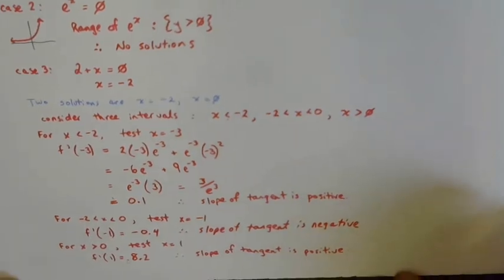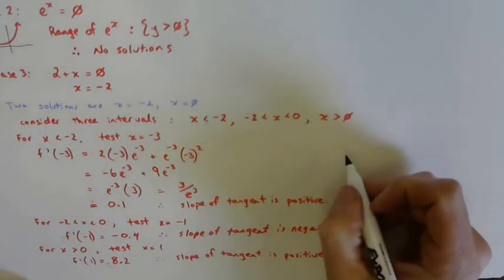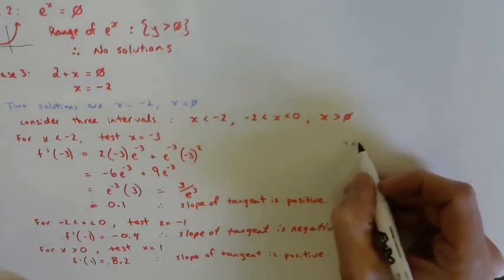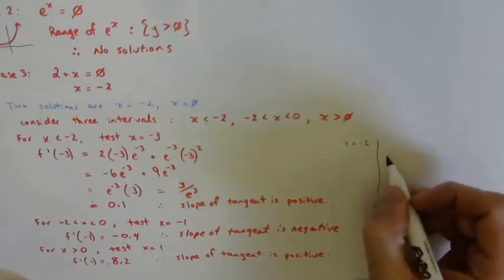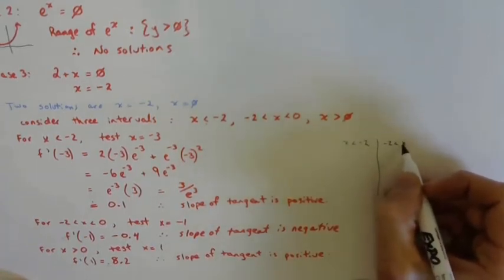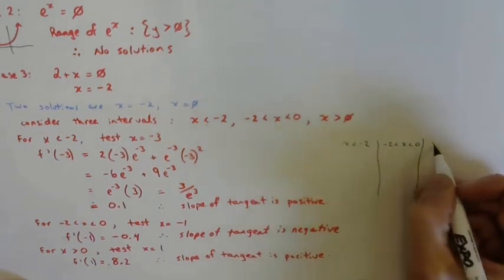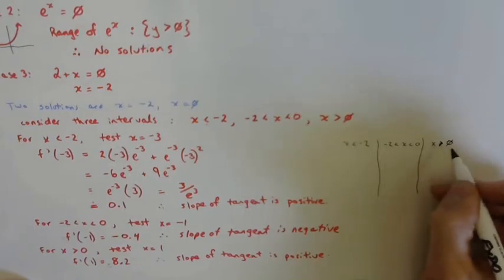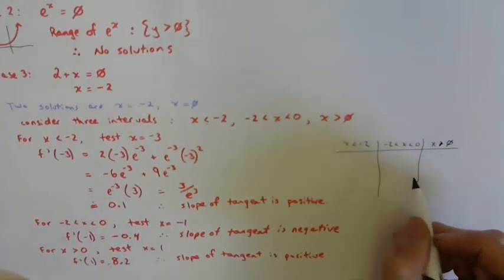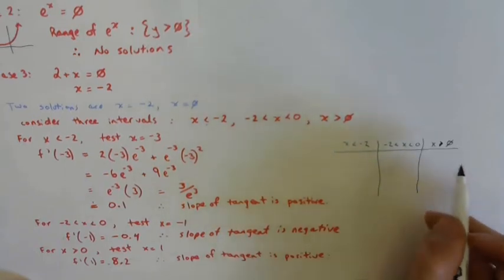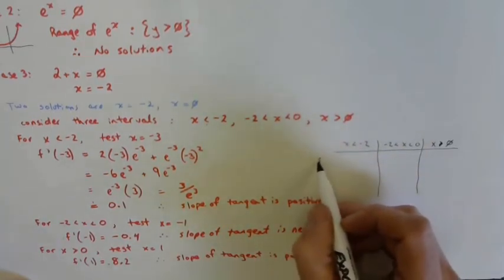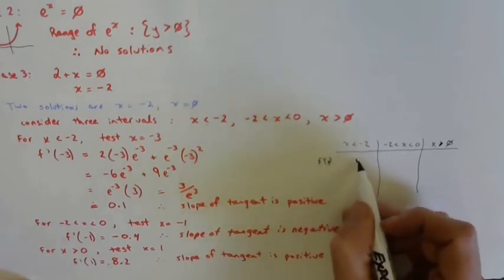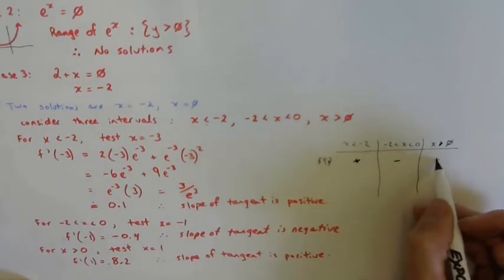Okay, you could probably do this underneath, but because I don't have a lot of space, I'm just going to do it right here. I just want to make a quick summary chart for what we found out. So here are our intervals. We chose test values of -3, -1, and 1. We found that the sign of the derivative over these intervals was positive, then negative, then positive again.